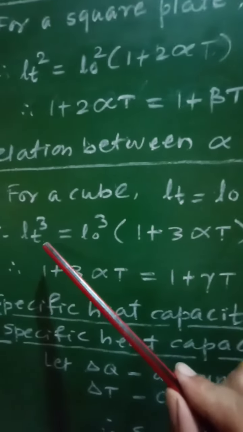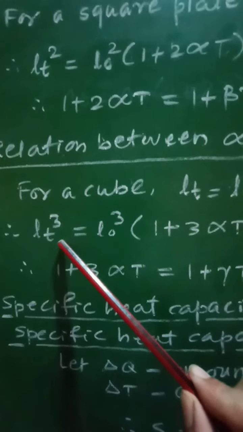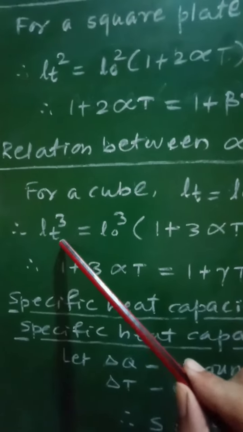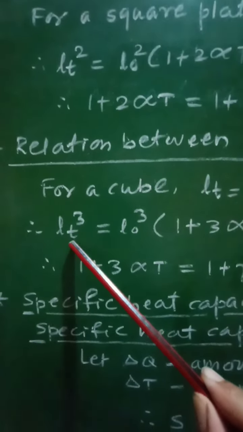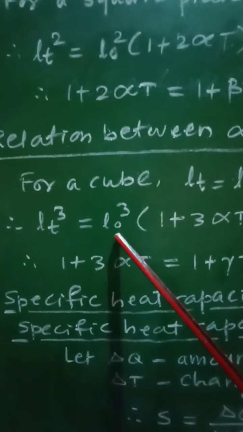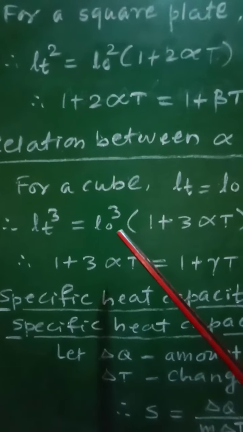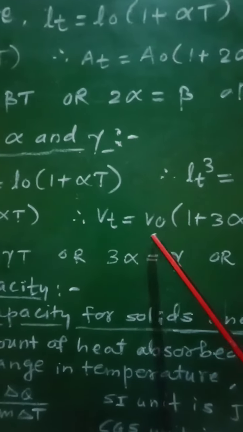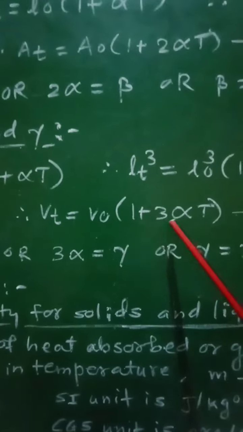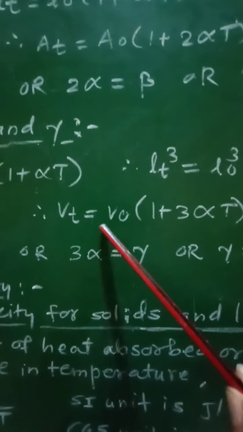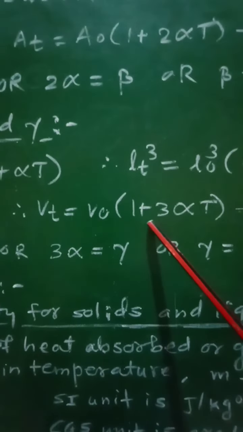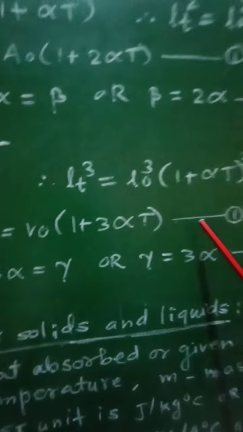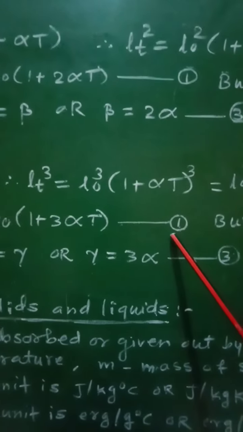But the cube of this length will be nothing but volume, so this term will represent the volume at temperature T, and this will be the volume of that cube at temperature 0. Therefore we can write phi T is equal to phi 0 into 1 plus 3 alpha T, as equation number 1.